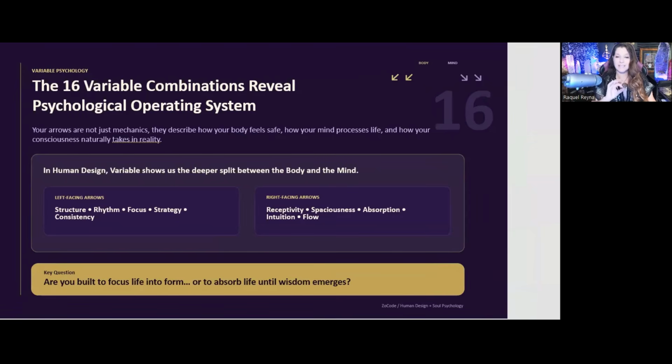So there are 16 variable combinations that reveal the psychological operating system. So the arrows are not just the mechanics, they describe how your body feels safe, how the mind processes life. It shows you how your consciousness naturally takes in reality. It's going to show you how you're designed to manifest.